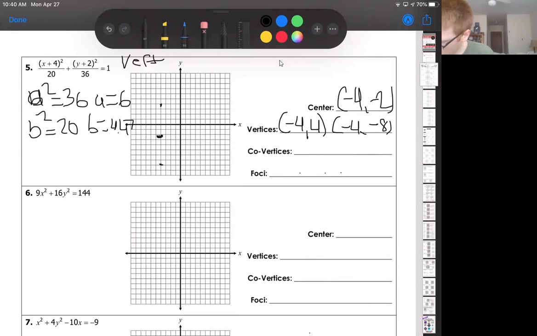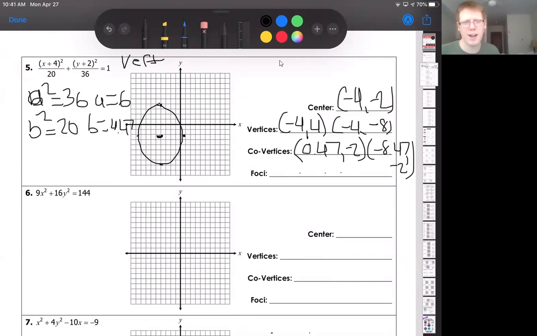And then our co-vertices, we're going to take that minor axis and add it to the x values of the center. So negative 4 plus 4.47 would be just 0.47, negative 2. And if you subtract it, you'd have negative 8.47, negative 2. So it'd be roughly about there. Your ellipse would look something like this, and you can see it's a vertical ellipse. It's taller than it is wide.